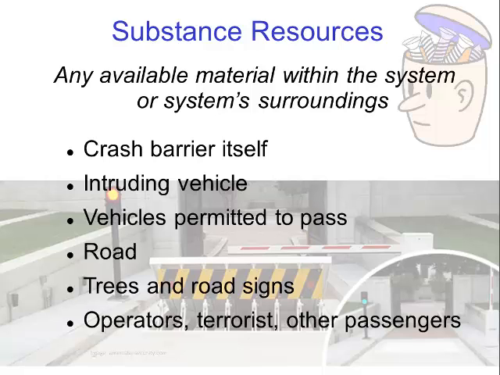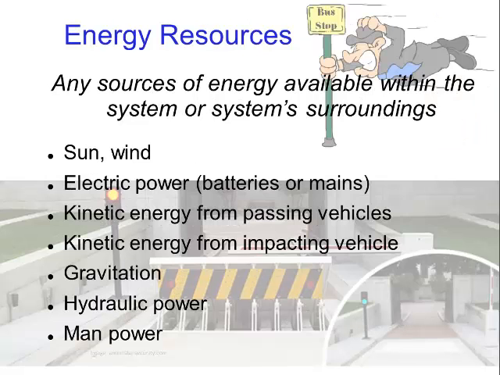Crash barrier itself, which includes its elements and subsystems, intruding vehicle, vehicles permitted to pass a road where the barrier will be installed, TRIZ and road signs, operators, terrorists, other passengers. It would be great if we were able to list more resources for our specific situation. The goal of this video is to show the heuristics procedure, so we will not explore substance resources any longer and will move to the next group.